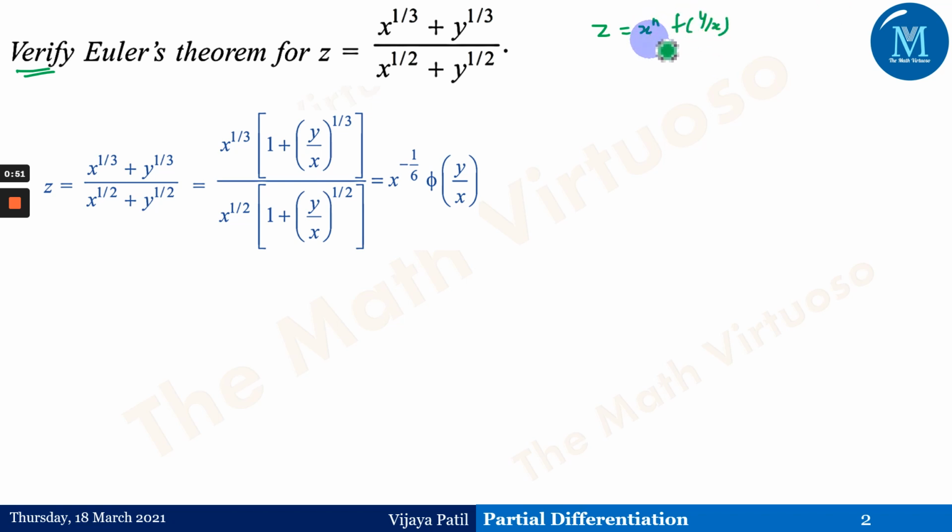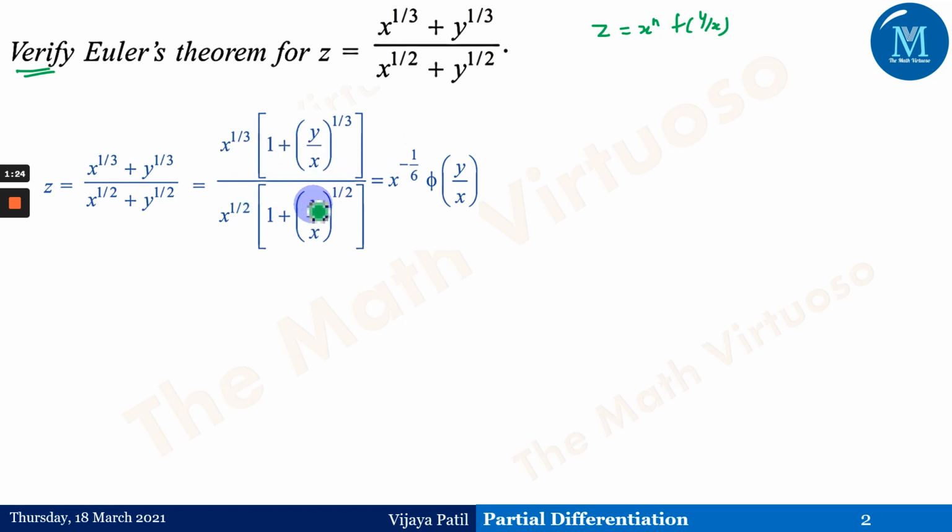So we have to take x out from the numerator and from the denominator. The power would be x to the power 1 by 3 in the numerator, and in the denominator x to the power 1 by 2. After taking x to the power 1 by 3 outside from the numerator, it would be 1 plus y by x to the power 1 by 3, and the denominator will remain as x to the power 1 by 2 into 1 plus y by x to the power 1 by 2. So these square bracket terms are the functions of y by x.